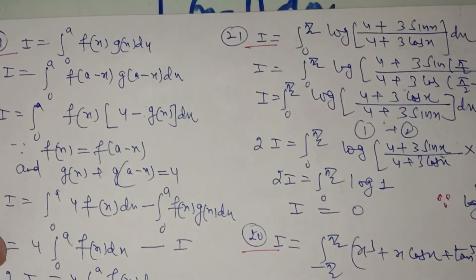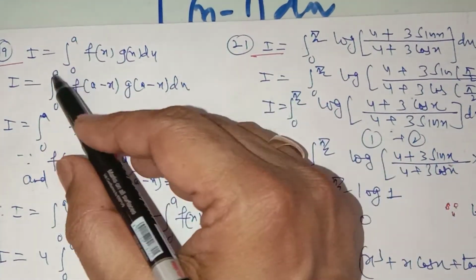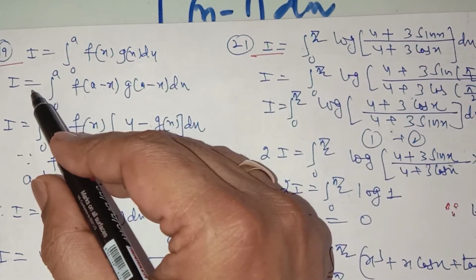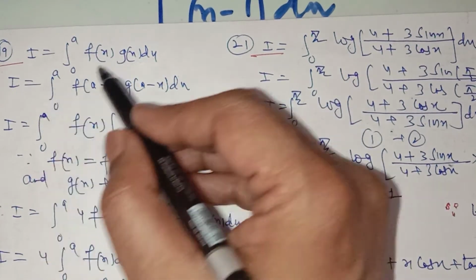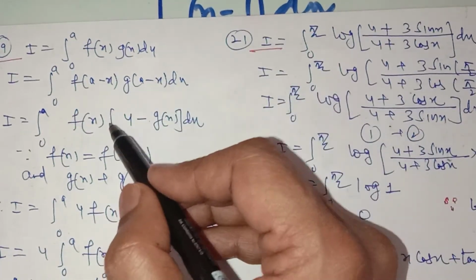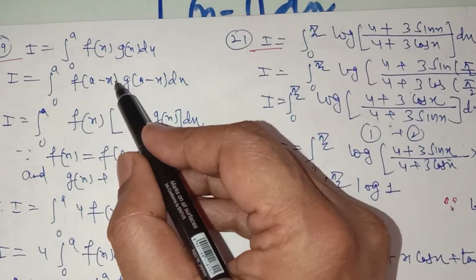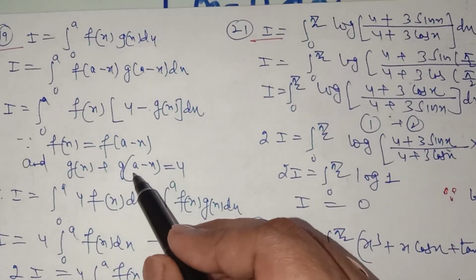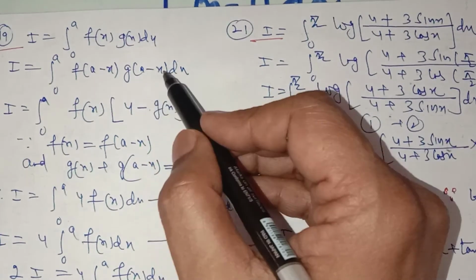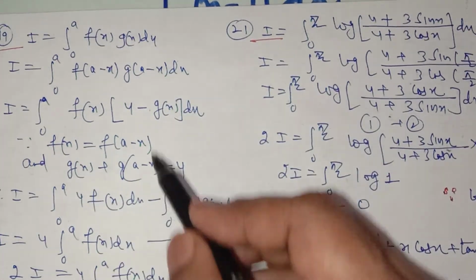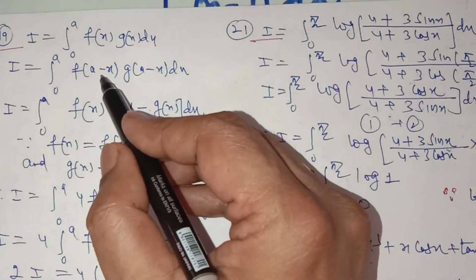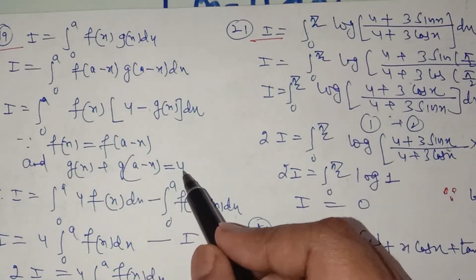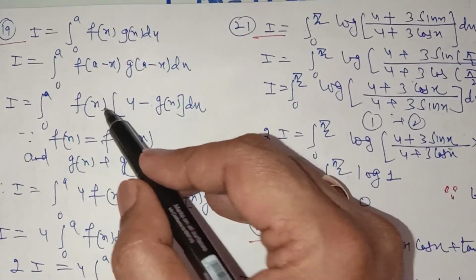Now in question number 19, I is equal to integral 0 to a f(x) g(x) with respect to x. So using the same property, in place of x you can write a minus x. Now it is given that f(a minus x) is equal to f(x), and g(x) plus g(a minus x) is equal to 4. So in place of g(a minus x) you can write 4 minus g(x). See it, f(a minus x) is equal to f(x), and g(a minus x) you can write 4 minus g(x). This is the step.